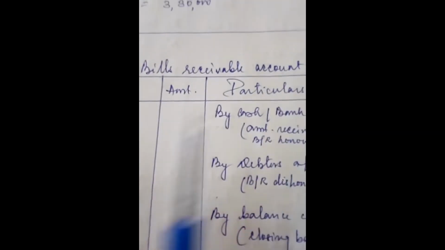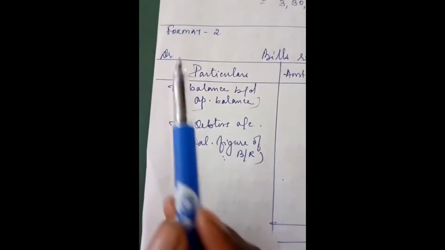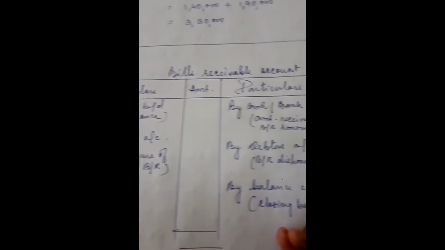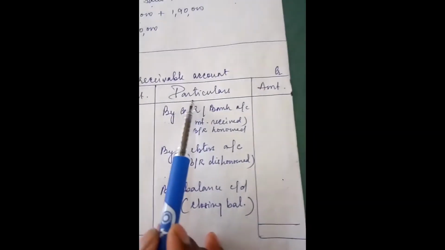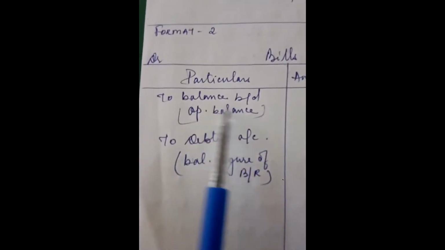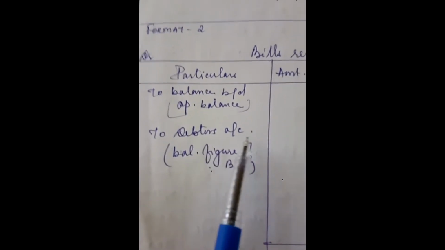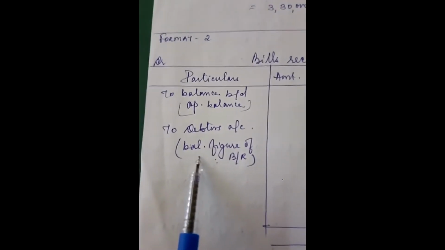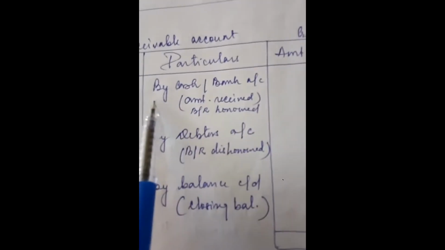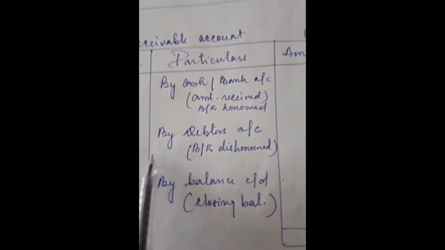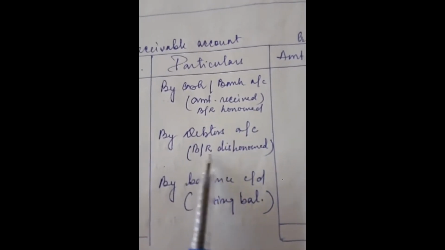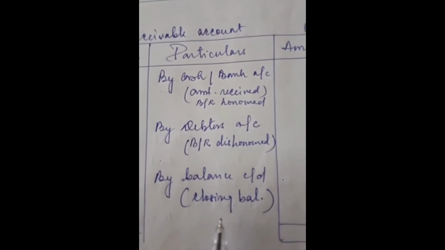Now let's look at format 2. Bills receivable account. This is also a ledger account. So you have the debit side as well as the credit side. The debit side, particulars and amount. The credit side, particulars and amount. In the debit side, you have two items, to balance b/d, to debtors account. Debtors account is the balancing amount. Then the credit side, by cash or bank account, this is the amount received or the bills receivable honored. Then by debtors account, if the bills received are dishonored. Then by balance c/d, which is the closing balance.